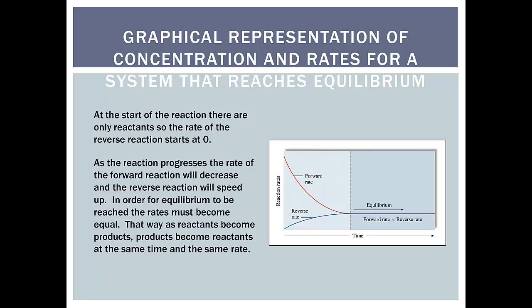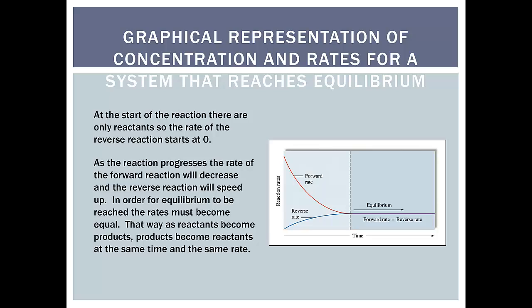And the reverse reaction is going to speed up, which makes sense because as you're making more and more product, the reverse reaction rate is going to increase because, again, there'll be more particles of the products to collide together, allowing for more reaction rate to occur. In order for the equilibrium to be reached, the rates must become equal. So here, they actually do have to reach the same level in order for equilibrium to be reached.